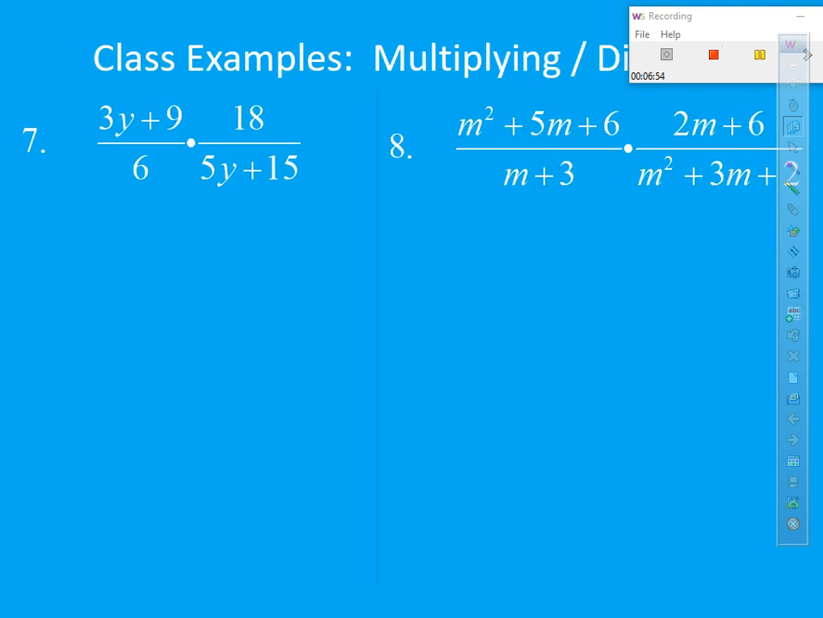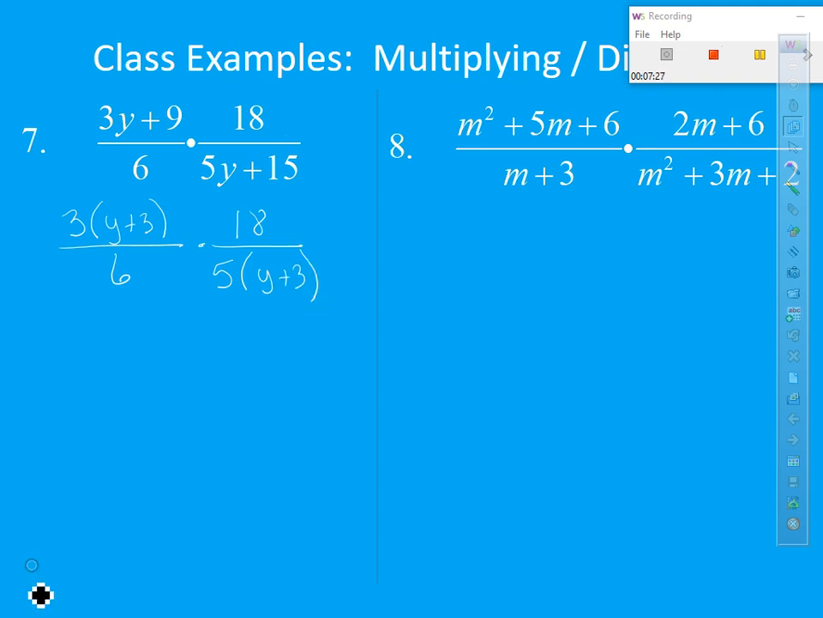Now, let me review with you how to multiply. Remember, when you multiply, you can reduce vertically or you can reduce diagonally. So on the 3y plus 9, I'm going to factor that into 3 times y plus 3 over 6 times 18 over that 5y plus 5. I'm going to factor out a 5, which leaves a y plus 3.